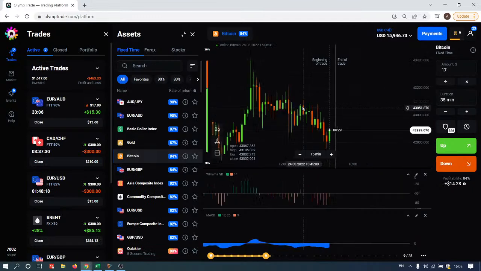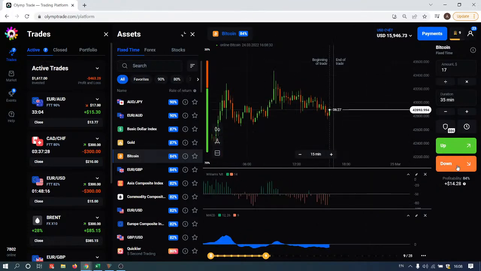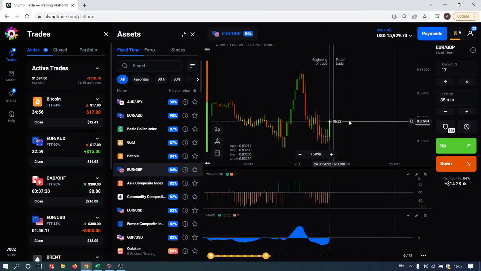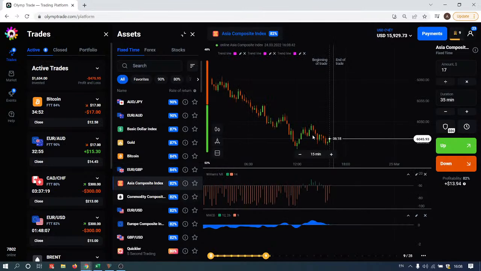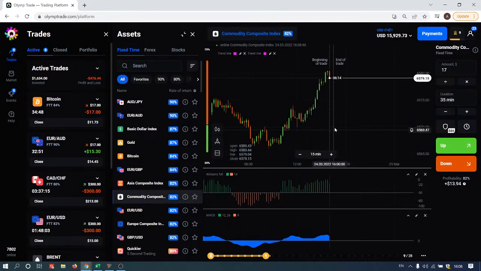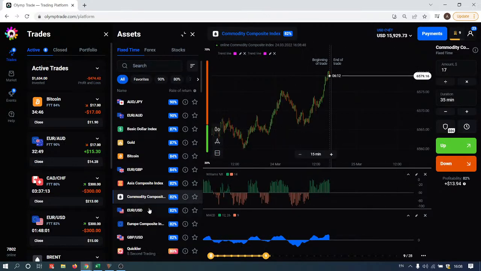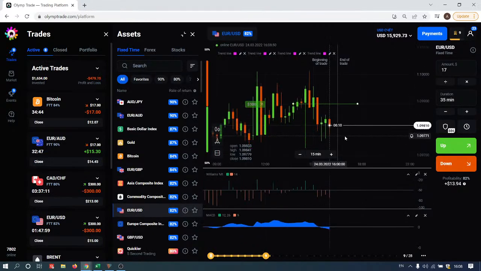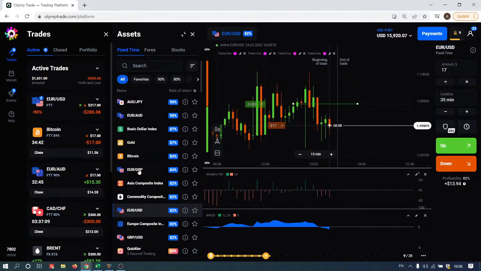plus the yield. Right. So my next trade will be on Bitcoin in the downwards direction. Then, okay, I'm not sure about this trade. No signal on Asia Composite Index.